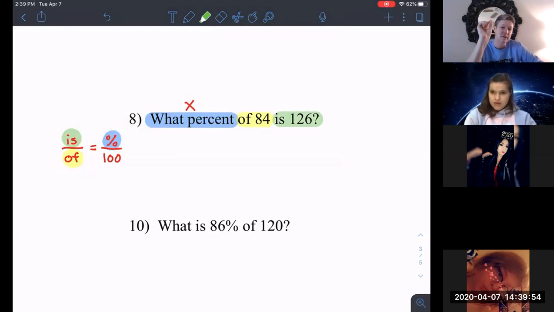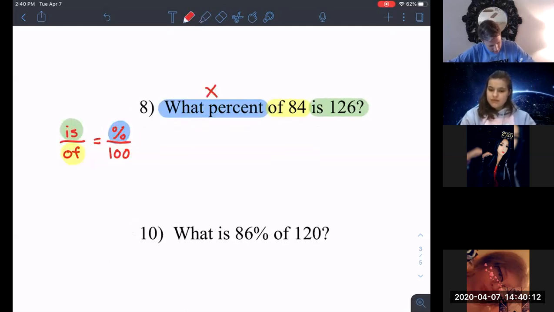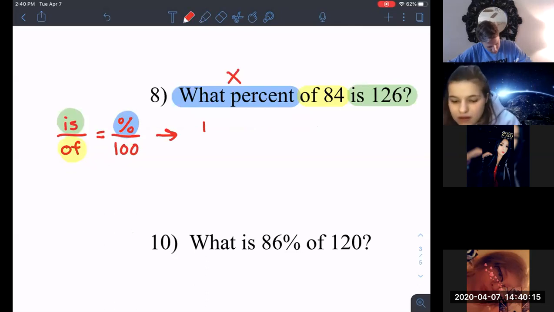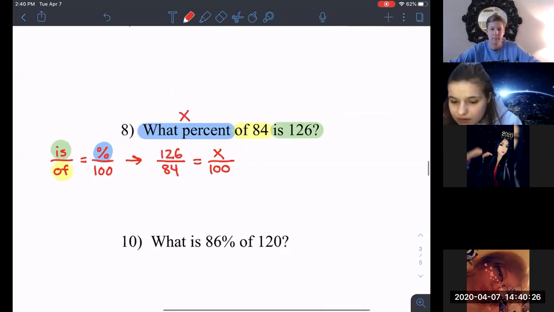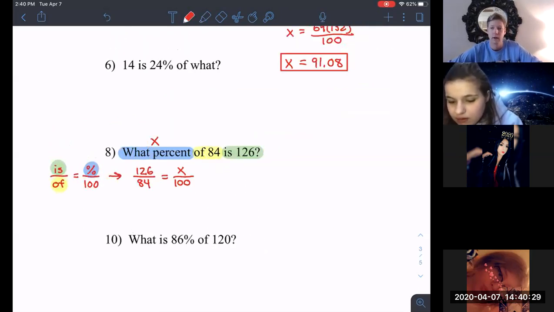Because the is number is bigger than the of number, we expect to get a percentage that's higher than 100%. Don't let that throw you off. It can happen sometimes. You just got to make sure you're following the rules when we're setting these up. So when I rewrite my proportion, it's going to be 126 in for is, 84 in for of, and X in for the percentage, and 100 is always there at the bottom of the right side. Natalie, you're up on this one. Go ahead and solve that.